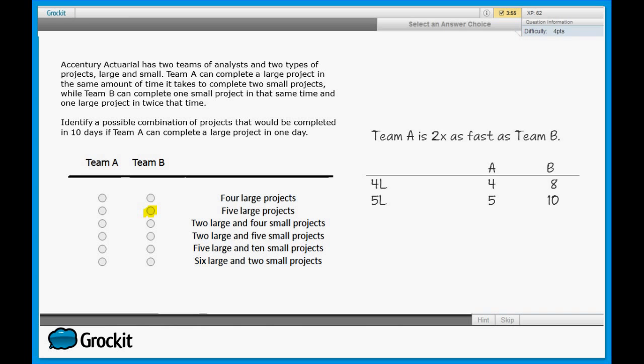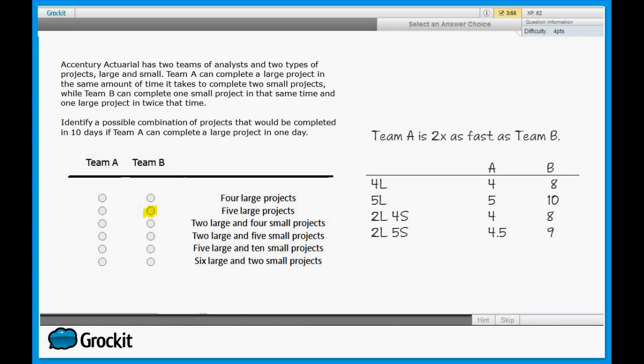Let's go to the next one now. Two large and four small projects. For Team A, the two large projects would take 2 days, and the four small projects, each at half a day apiece, 4 half days would be 2 more days. That would be 4 days. And Team B would be twice that at 8 days. Two large and 5 small projects. Team A would take 2 days for the 2 large, and for the 5 small projects at half a day apiece, that's another 2.5 days for a total of 4.5 days for Team A. Team B is just double that number, 9. Next.